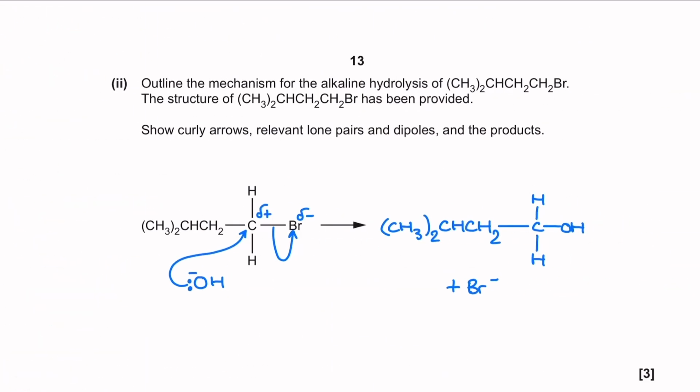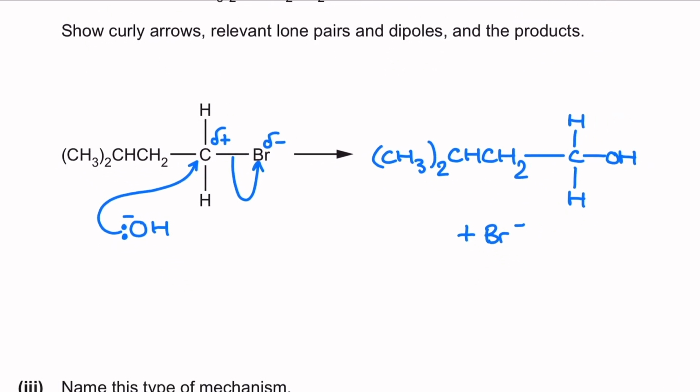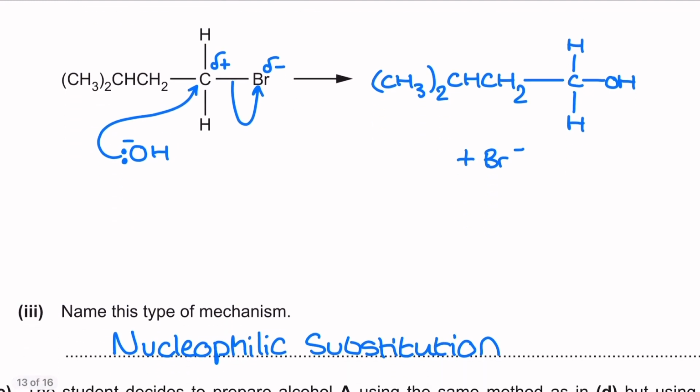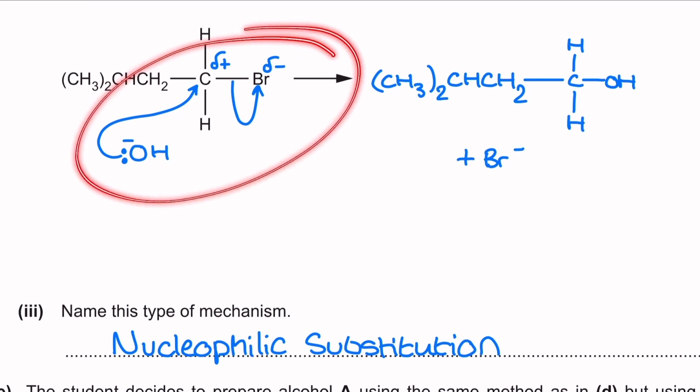Outline the mechanism for the alkaline hydrolysis. The structure of the bromoalkane has been provided. Show curly arrows, relevant lone pairs and dipoles, and the products. So here I've got my full nucleophilic substitution, and that actually is the next part of the question. Name the mechanism.